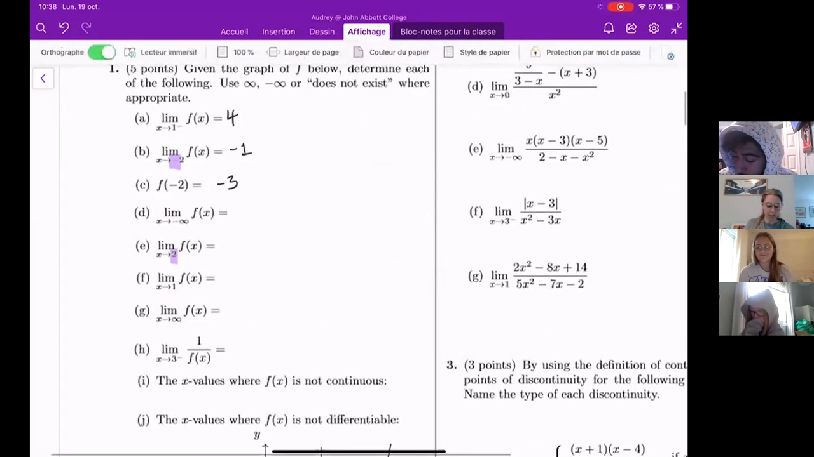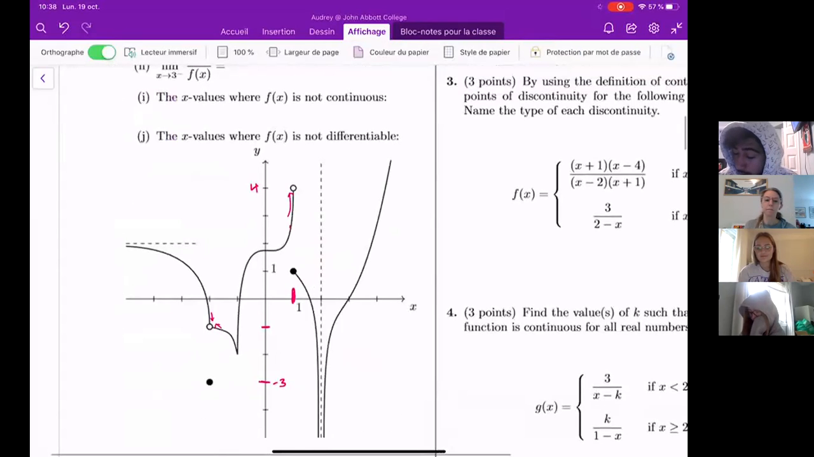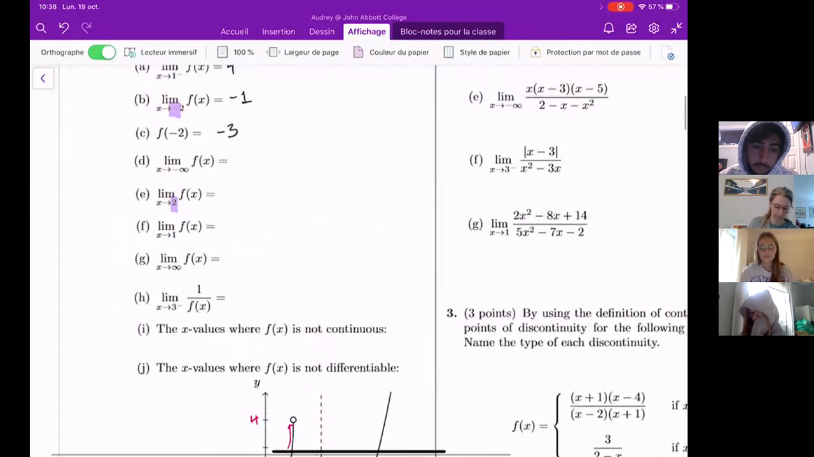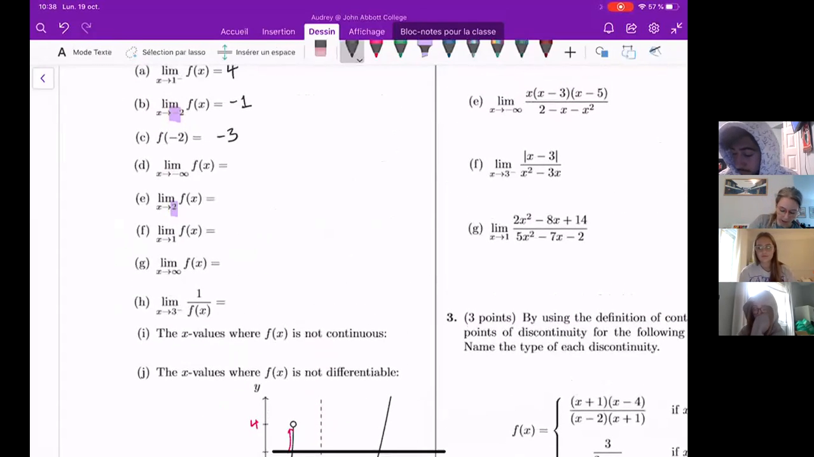All right, then the limit as x goes to -infinity. 2. 2, you got it. And what is the word for what we have happening right there? Horizontal asymptote. Perfect. We have a horizontal asymptote at 2.